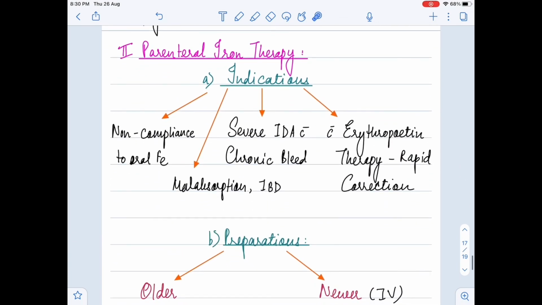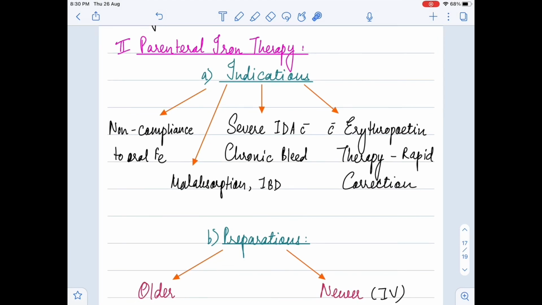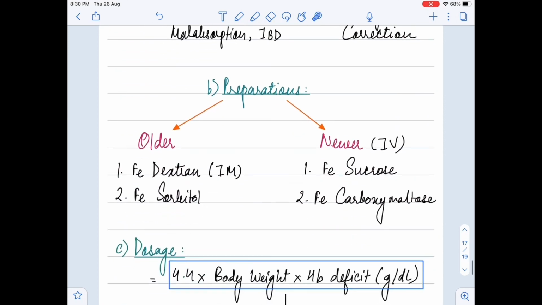So let us come to the parenteral iron therapy. What if the patient is not compliant to iron therapy? Let us go to the indications. If the patient is non-compliant to oral iron, then the parenteral medication has to be given. Then malabsorption and inflammatory bowel disease are other indications. Severe iron deficiency anemia with chronic bleeding can be the third indication, and for rapid correction along with erythropoietin therapy, parenteral iron therapy is indicated.